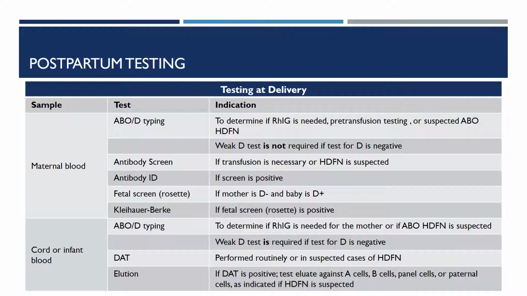You're going to ID the antibody so that you can characterize it. And then there are a couple of tests that we do to see if there's any mixing of blood. And we have a fetal screen, which is otherwise known as the Rosette test. You're basically looking under the microscope to see if there's a mixture of D positive and D negative cells.